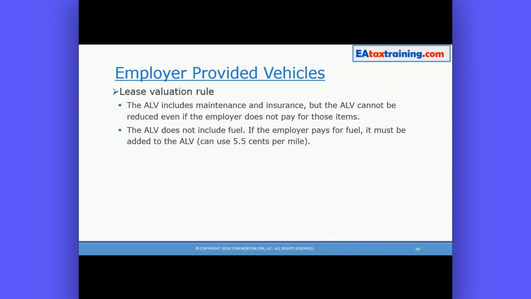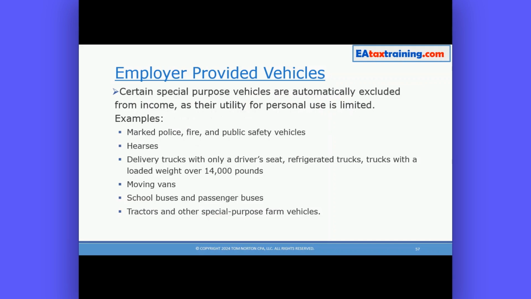However, the annual lease value does not include fuel. So if the employer pays for fuel, it has to be added to the annual lease value, and you can use 5.5 cents per mile for that in 2023.